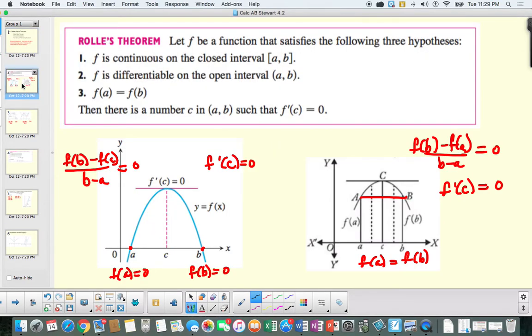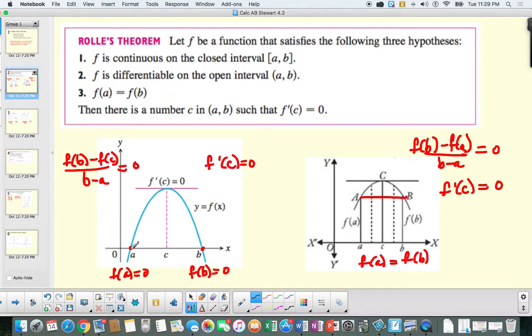Let's take a look at Rolle's theorem, which is a special case of the mean value theorem. It says, let f be a function that satisfies the following three hypotheses. 1. f is continuous on the closed interval. 2. f is differentiable on the open interval, and that's because we can't find a derivative at an endpoint, so that's why we have to have an open interval. 3. f(a) is equal to f(b), so there are two y-coordinates that are equal to each other, and therefore there must be a number c in the interval such that f'(c) is equal to 0. And remember, that represents instantaneous rate of change.